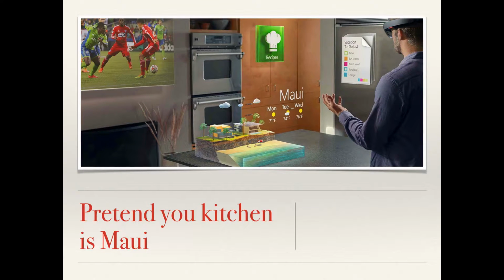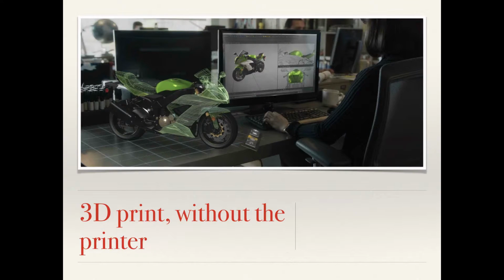Now, if you notice on the far wall there, that's not actually a TV. That is a virtual reality element in this world that's being projected onto that blank wall. So really some cool stuff that goes on here. And I loved just the vacation to-do list on his refrigerator. Again, not real, but it's augmented reality. You can 3D print, but without the printer.